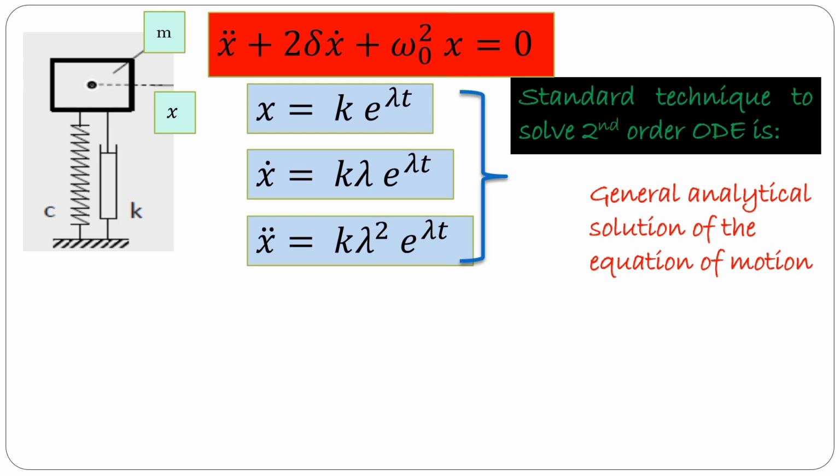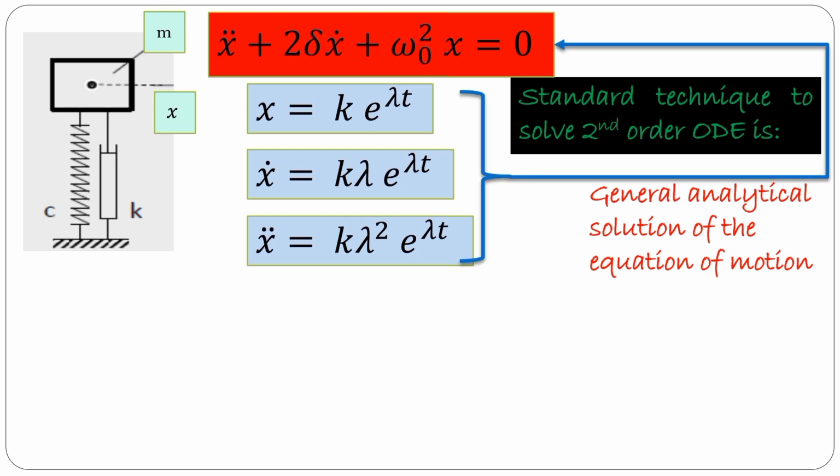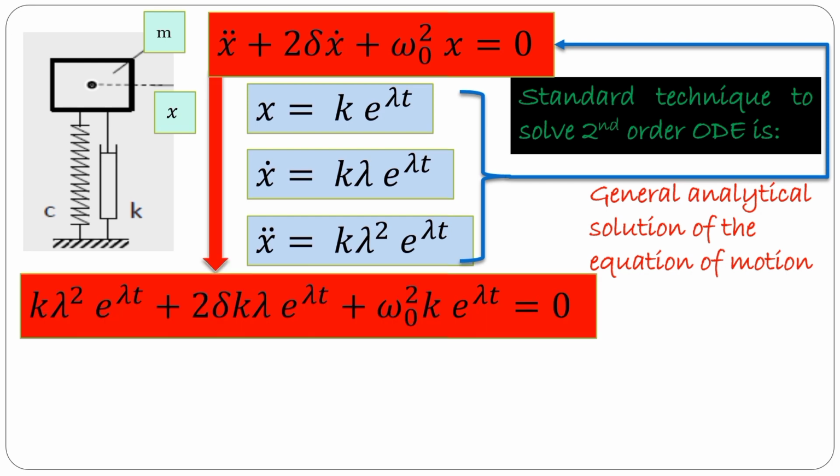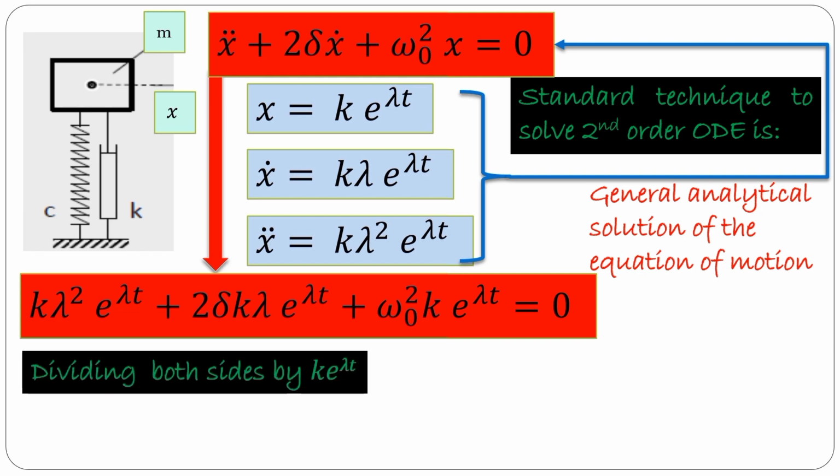Putting these values in the original ODE, we have the equation k times lambda squared times exponential of lambda times t plus 2 delta times k times exponential of lambda times t plus omega naught squared times k times exponential of lambda times t, and this whole thing equal to 0. Now, we can divide both sides by k times exponential of lambda times t, because we can be sure that this is never equal to 0, and this leads to the so-called characteristic polynomial.